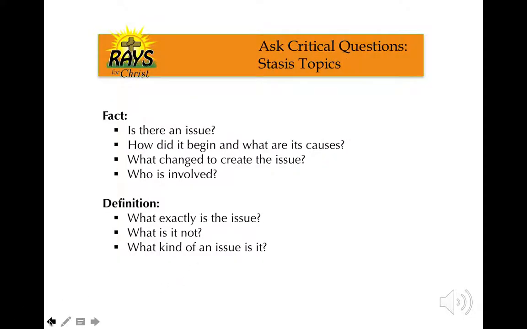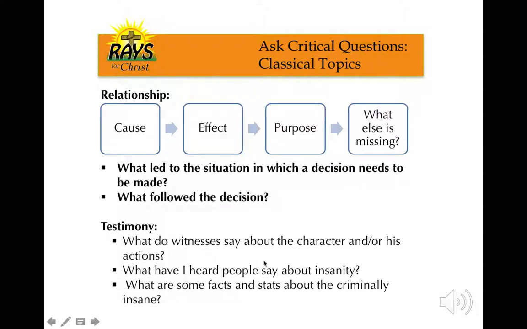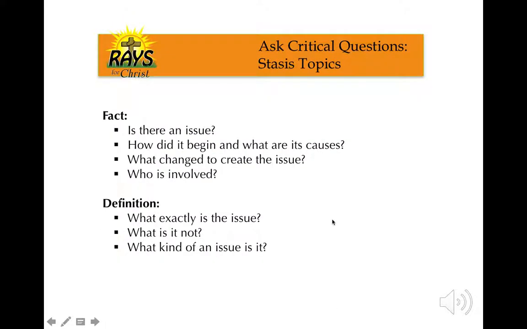Oh, wait, let me go back. I already talked about this, but I'll just touch on it quickly. What do witnesses say? What have I heard people say about insanity? That might be another good one. And what are some facts or statistics about the criminally insane? What's the gender relationship? What's the incidence in the United States, assuming this took place in the United States? So I could even go down that road.